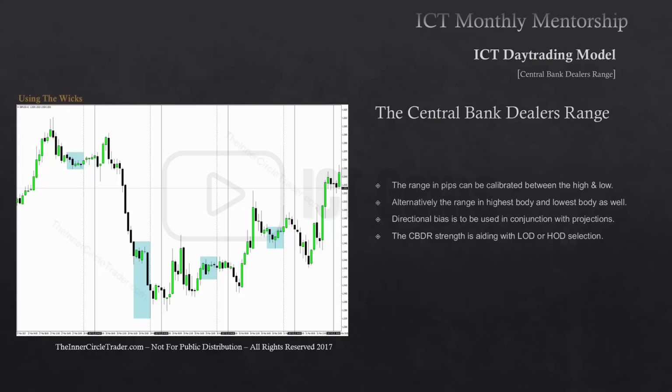The central bank dealer's range strength is aiding in the low of the day or high of the day selection. That's the most important thing as a day trader we can focus on. If we can look for the highest probable high or low of the day to form, or in terms of when markets are bullish, we're looking for the low of the day to form, predominantly in the London session. So where is that low most likely going to occur? And is it going to be on a day that's highly favorable for that event to unfold?